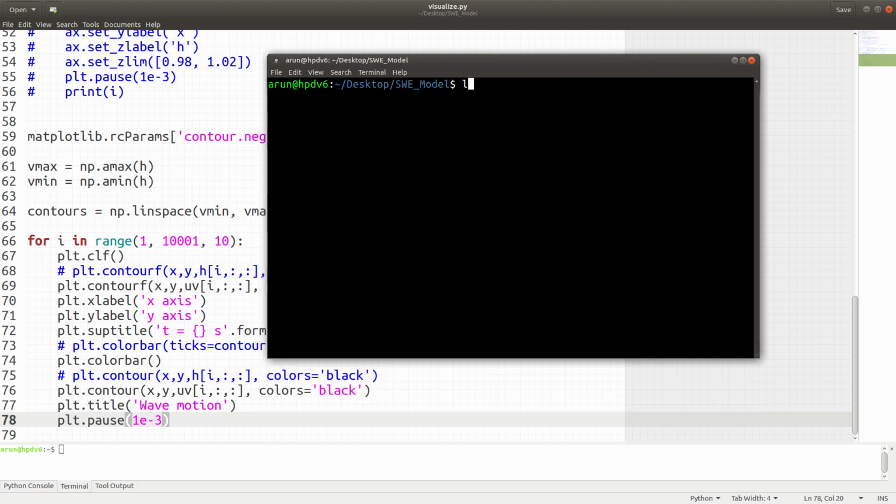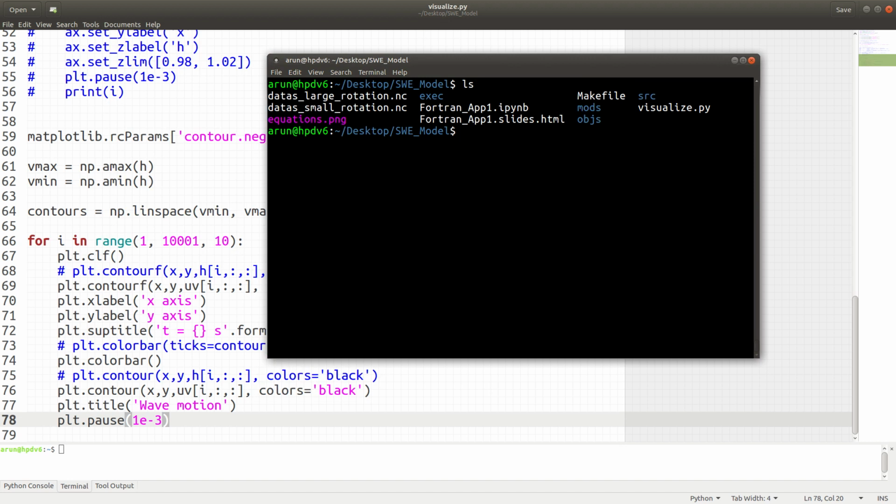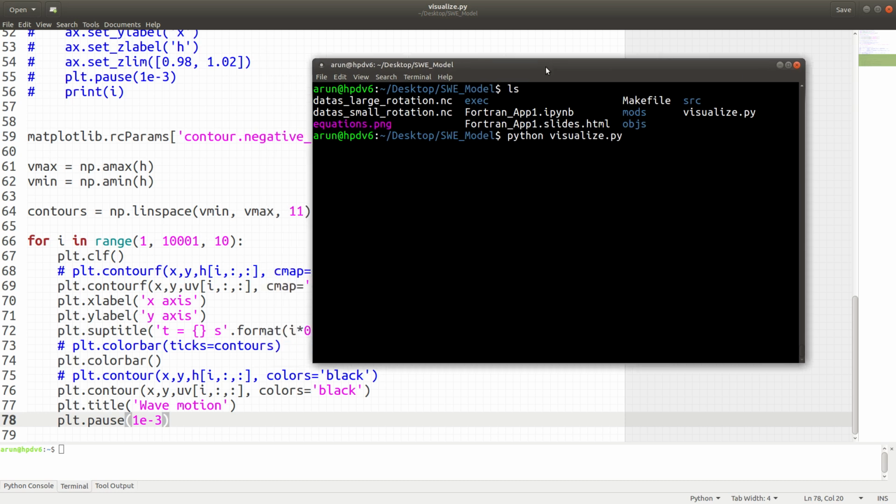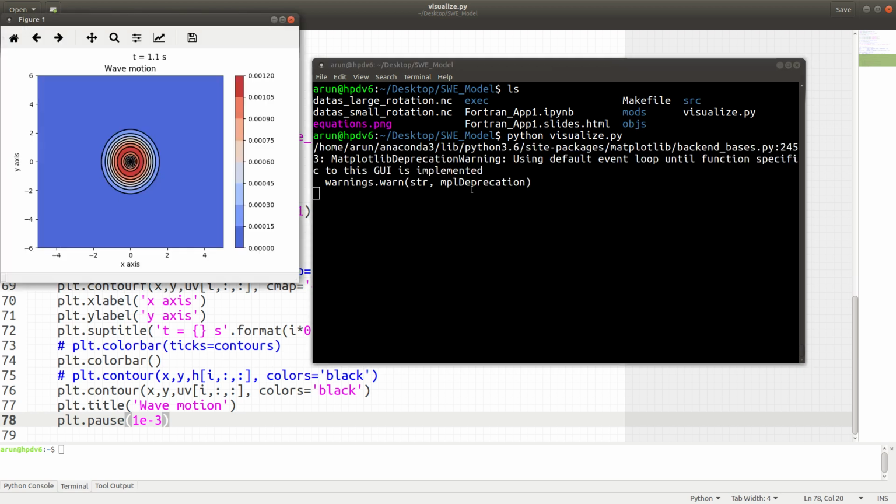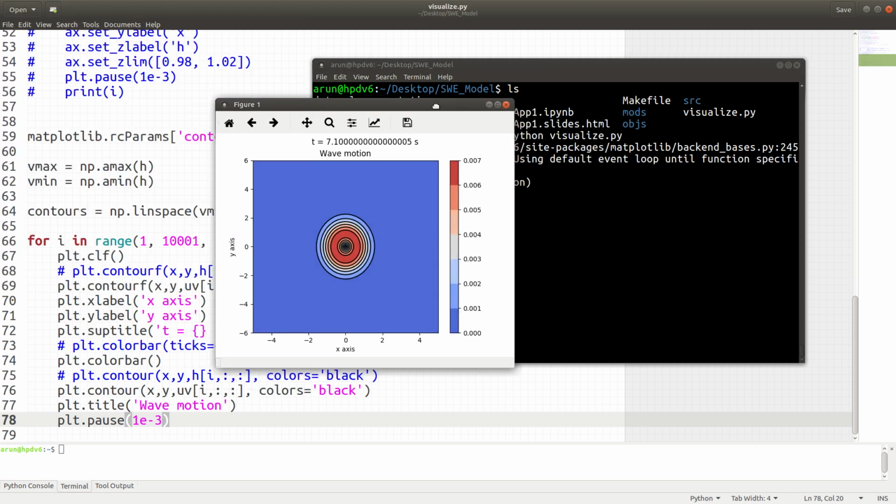Clear this up. I have a visualize file over here, so I'm going to use my Python file. Now I'm going to visualize this. This will take a bit of time, and after reading you should be able to get a video, right? Not a video, a plot about now. There we go. This is for the small rotation case.